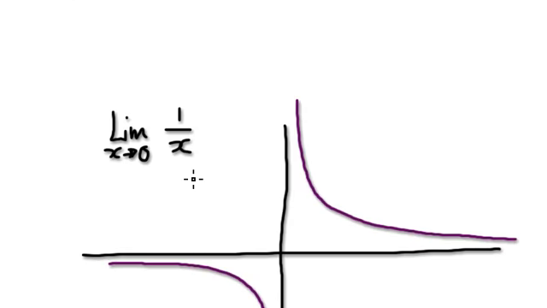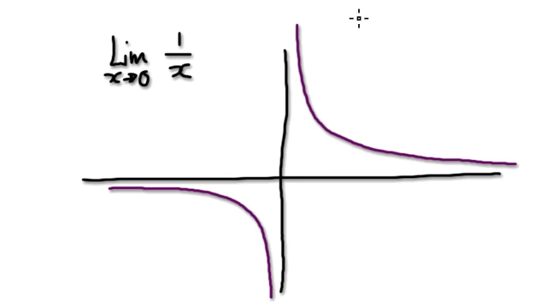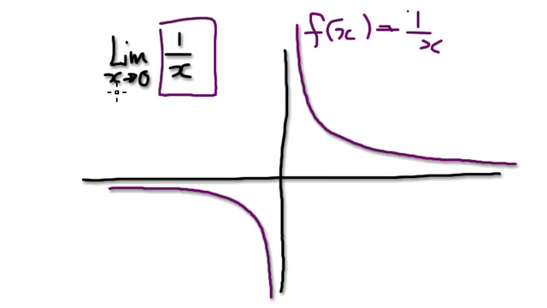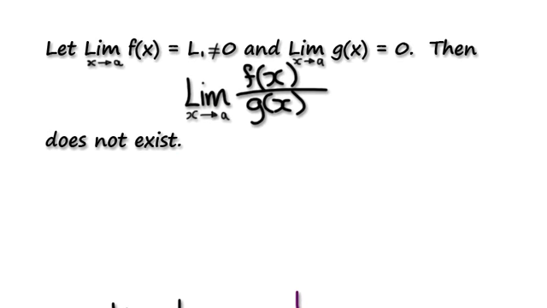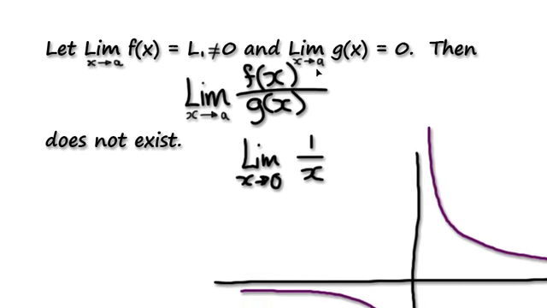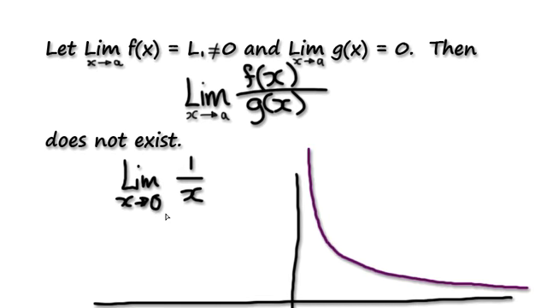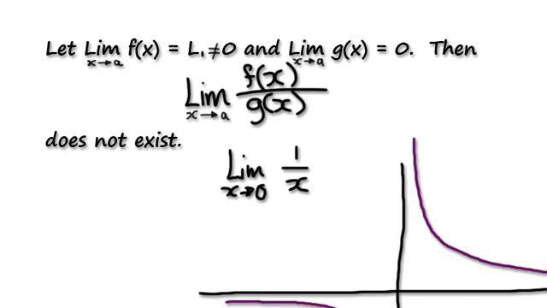So for example, looking at this reciprocal function, f of x equals 1 over x, suppose you want to find the limit of 1 over x as x tends to 0. Let me move this up here. This is our function.